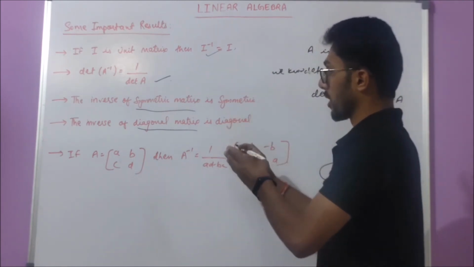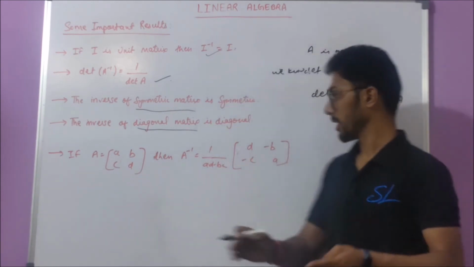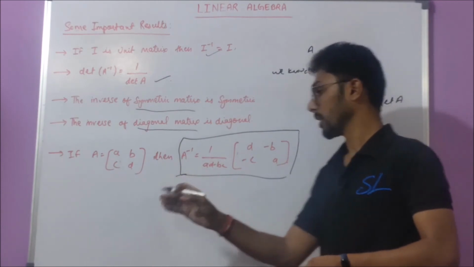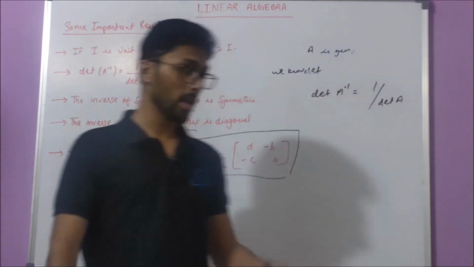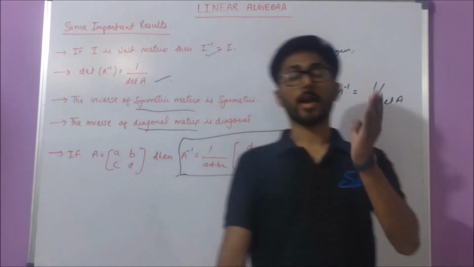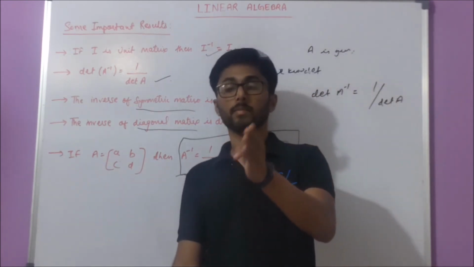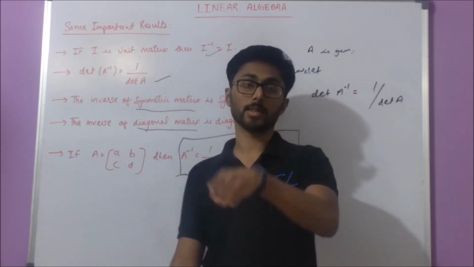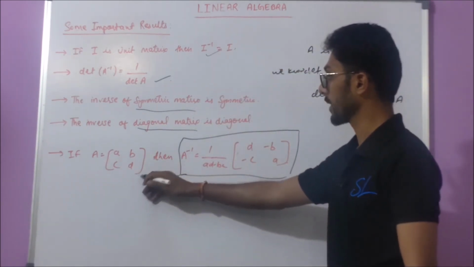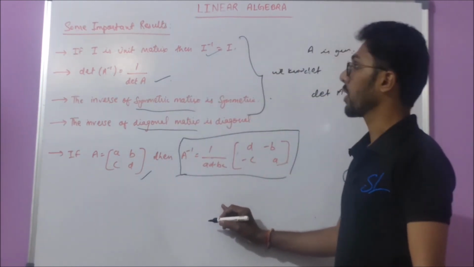So in order to find the inverse of a 2x2 matrix, we can directly use this formula, or you can find it by using the method I discussed in the previous video, like finding the adjoint of A and the determinant of A, and we can find the adjoint of A by taking the transpose after replacing the elements by their corresponding cofactors. So this is how we find the inverse of a 2x2 matrix, and these are some of the important results you should remember for competitive exams.